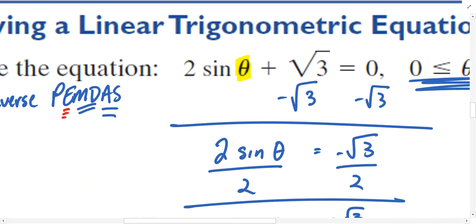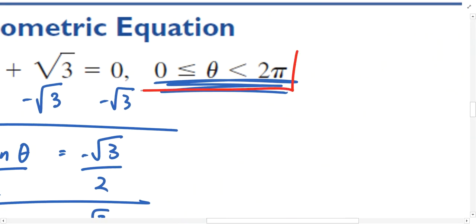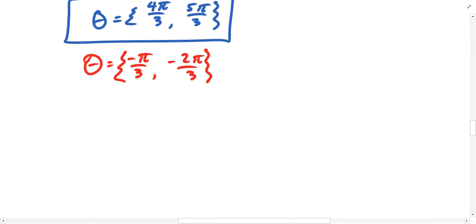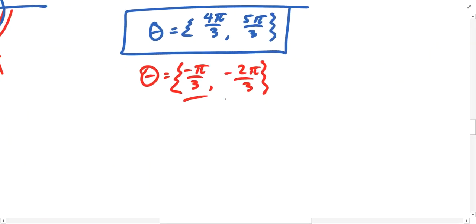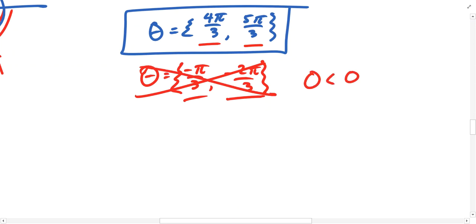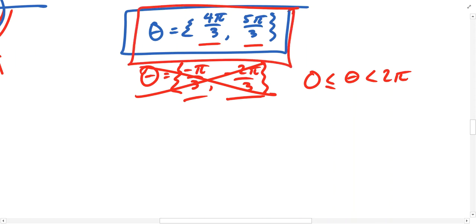But what you got to keep in mind is that we were told from the beginning that our solution has to exist between 0 and 2 pi. And while these positions represent the same as these positions, these numbers are not between 0 and 2 pi. So this is below 0, and this is also below 0, and that's why we would not want these as a solution. These are your best bets.